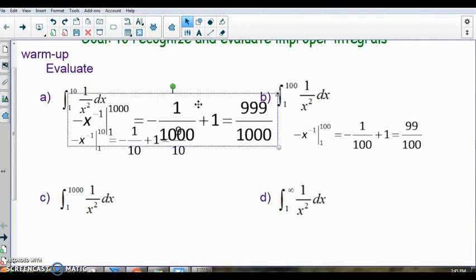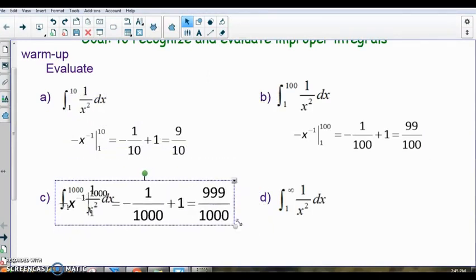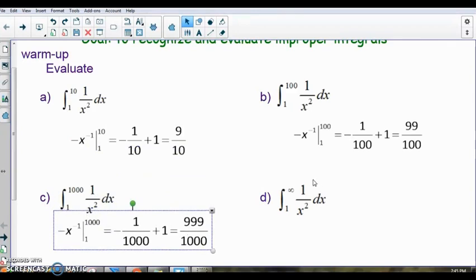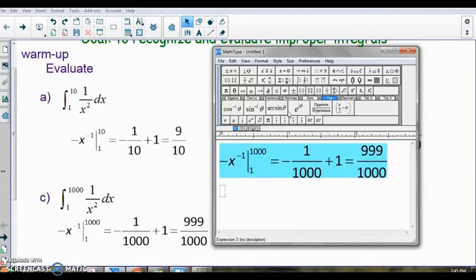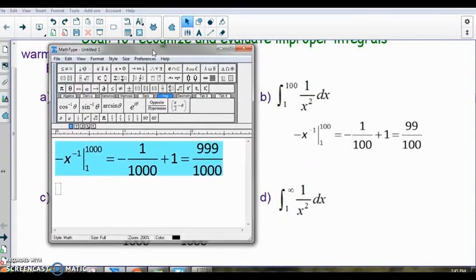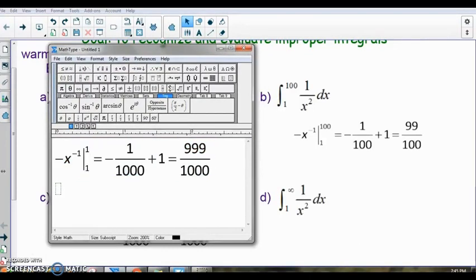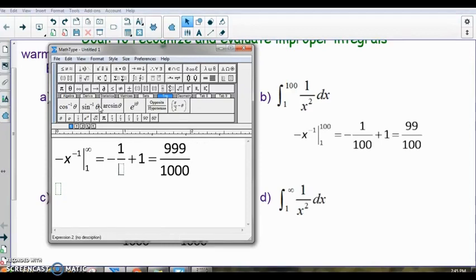Now you can see that part D is a little bit different because the bound at the top is actually infinity. So we don't have two numeric values anymore, but a value of infinity as the top bound. While I'm evaluating the integral the same way, I have this bound of infinity at the top, which you might think of writing as infinity in the denominator here. But we all know that you can't really evaluate something with infinity in it.